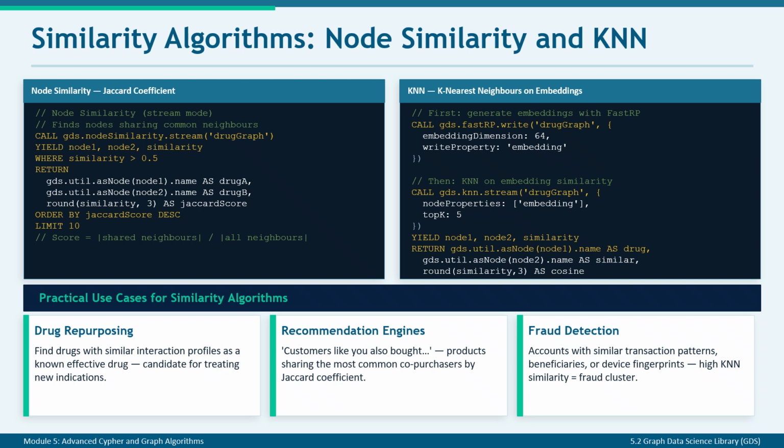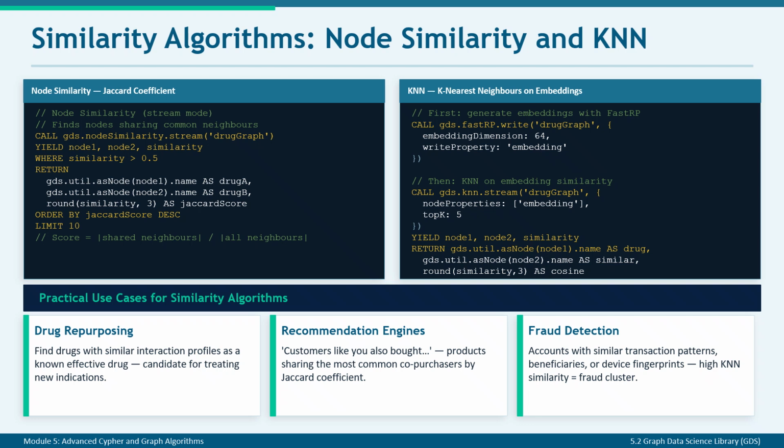The right block shows a two-step pipeline. First, generate node embeddings with FastRP, a fast random projection algorithm that encodes each node's structural position in the graph as a vector. Then, run k-nearest neighbors on those embedding vectors to find each drug's 5 most similar neighbors by cosine similarity. The difference between these two approaches matters.